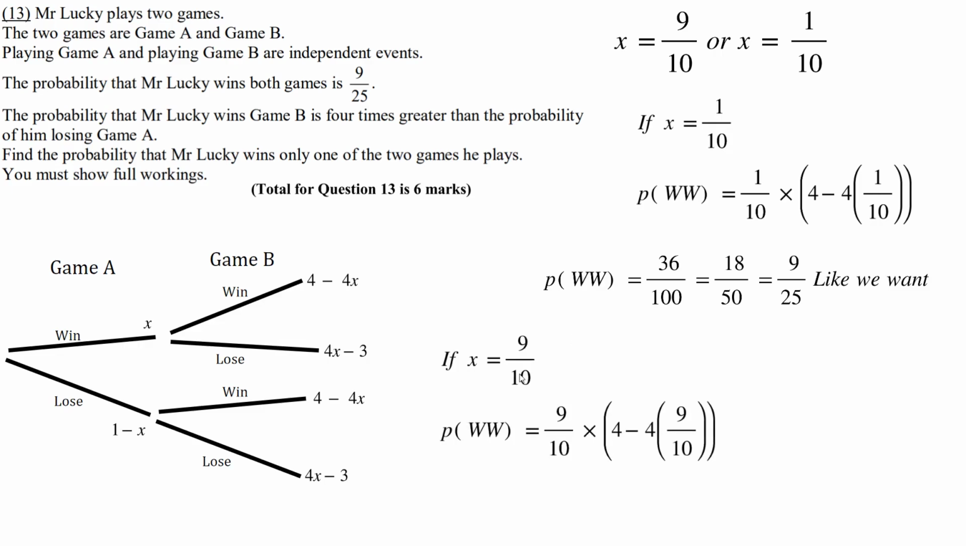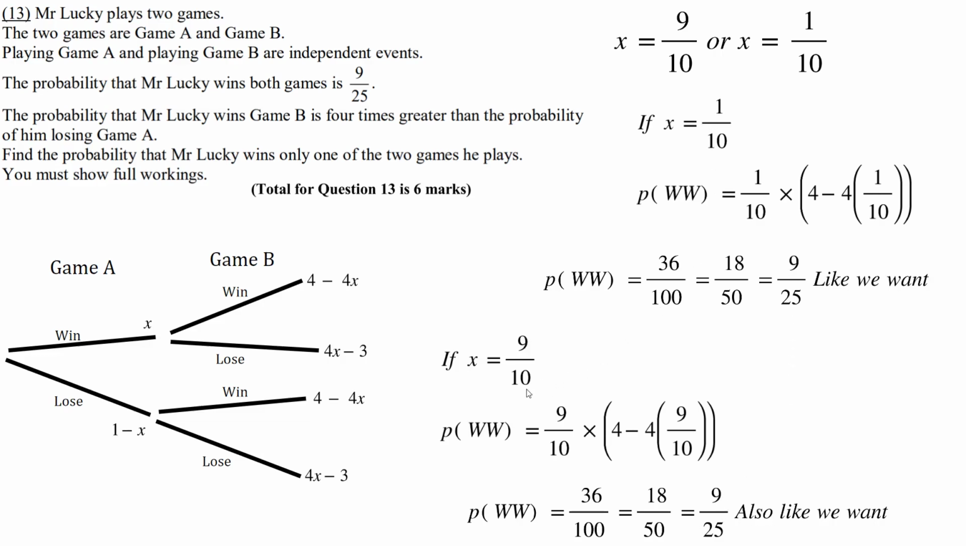But we'll just check 9 over 10 just in case. So we'll substitute 9 over 10 in. So we get 9 over 10 multiplied by 4 minus 4 times 9 over 10. So we have 36 over 10. 4 minus 36 over 10, which is 40 minus 36 over 10, so it's 4 over 10. And then 4 times 9 is 36 over 100. 36 over 100 is the same as 18 over 50, which is the same as 9 over 25, like we want as well.